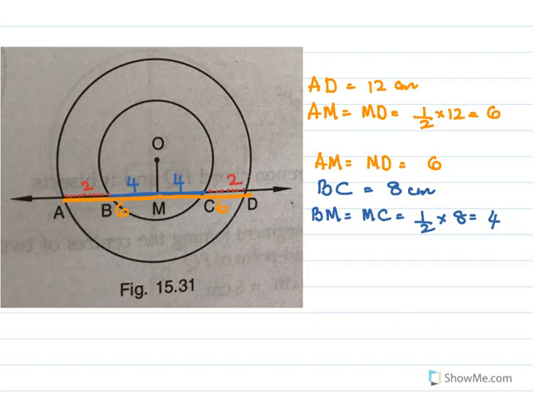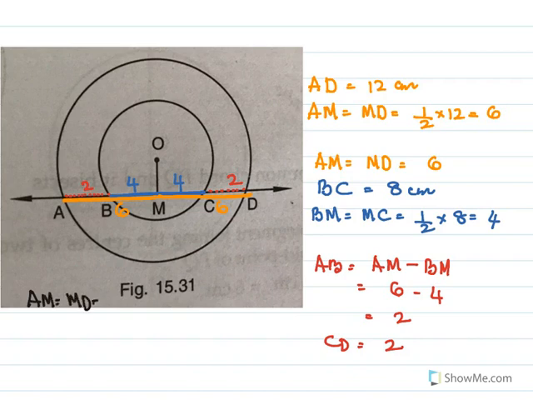So our AB will be AM minus BM, which will be 6 minus 4, and that is 2, and CD will also be 2. So to go over this again, we have AM equal to MD equal to 6, BM equal to MC equal to 4, and AB equal to CD equal to 2 centimeters.